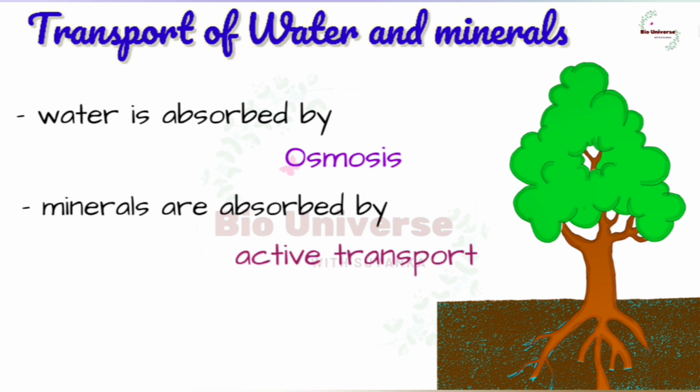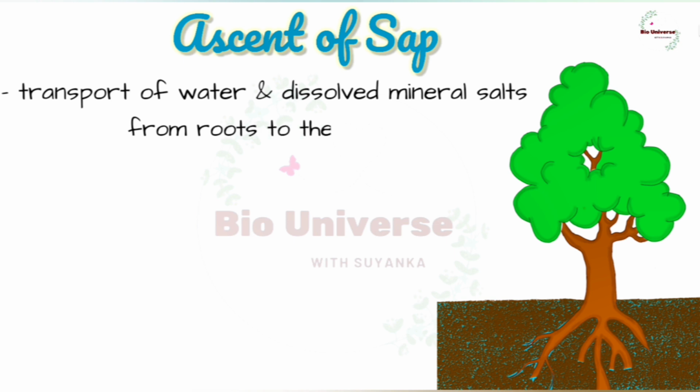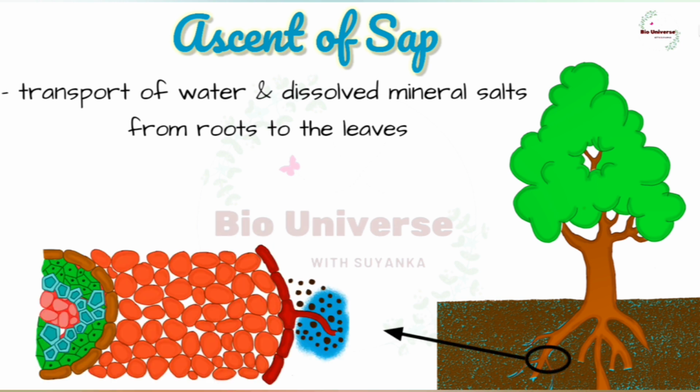The cell membrane has transport proteins that allow the ions to cross the membrane. The ions then move upward through the xylem to the leaves and other aerial parts of the plants. The transport of water and dissolved mineral salts from the roots to the leaves is known as ascent of sap. The cell wall of each root hair is permeable to water and minerals, but the cell membrane and the membrane around the vacuole are semi-permeable membranes.